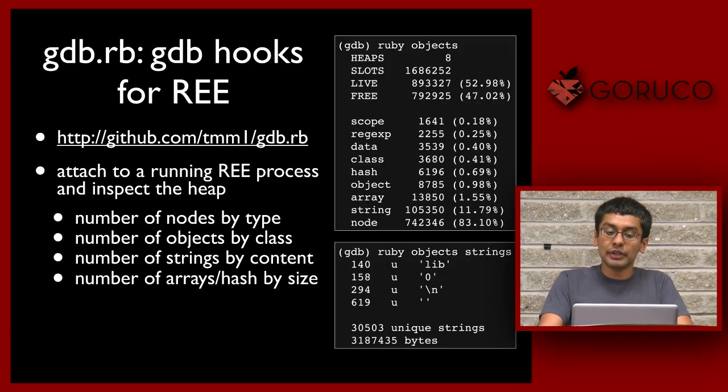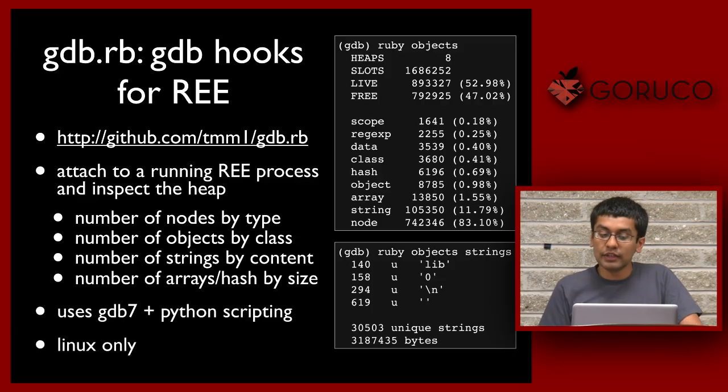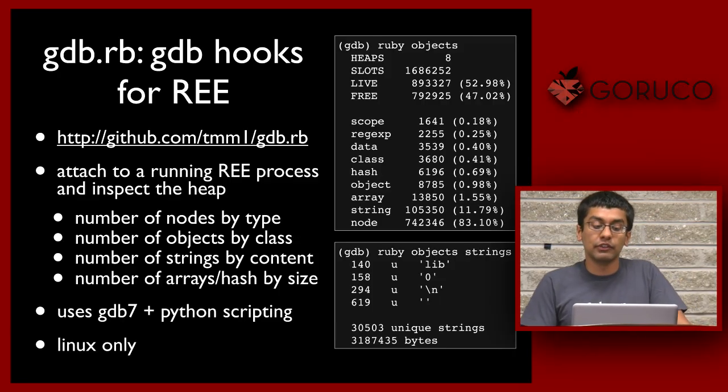You can add and remove methods and classes, and they're all represented on the Ruby heap just like any other object. And so once you delete a method or undefine a constant, the garbage collector will notice that it's no longer being referenced and can get rid of it. There's a bunch of other stuff in GDB.RB. One thing to note is that it only works on Linux.